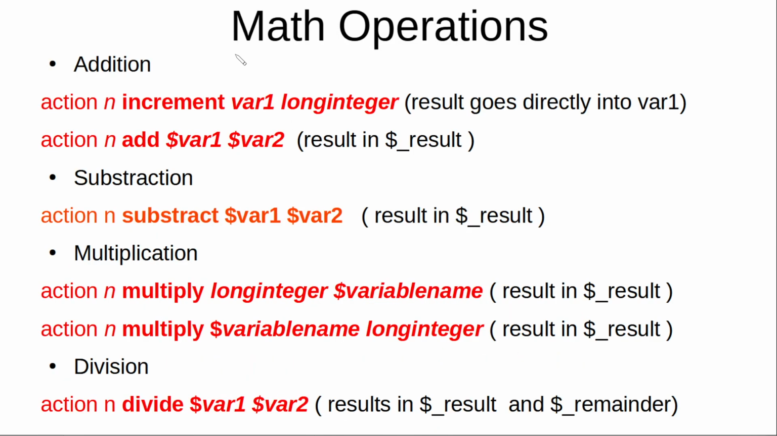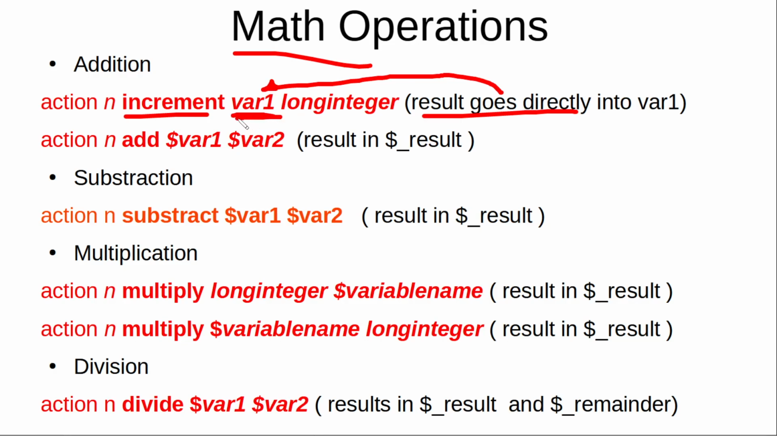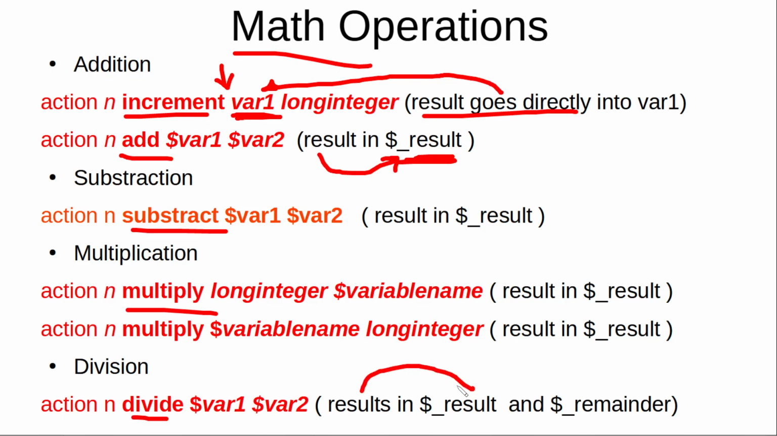We can execute math operations such as increment, where the result goes directly to the variable. In this case, notice that there is no $ sign; in the other cases you have to use the $ sign, and the result will be placed in the result variable. So you can execute an add, a subtraction, a multiplication, and a division. In the case of the division, the result is stored into two values, the result and the remainder.